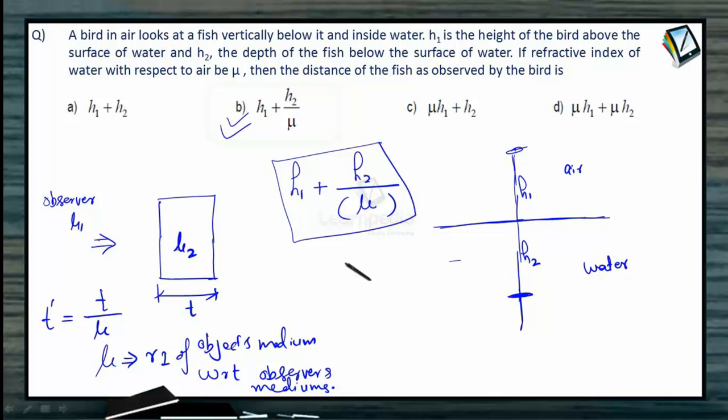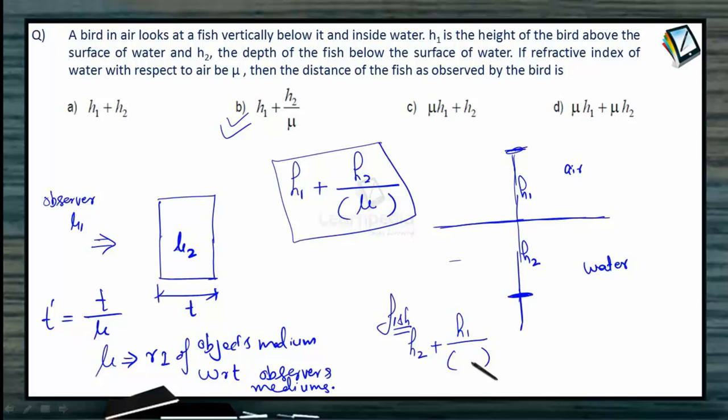But suppose if I ask you in this same question, what will be the distance of the bird as observed by the fish, then what would be your answer? In this question, it is asked the distance of the fish as observed by the bird. I am asking what is the distance of the bird as observed by the fish. In that case, what will happen? Suppose if fish is observer, in that case this depth H2 will remain as it is. There won't be any change, and H1 will appear as H1 upon mu.